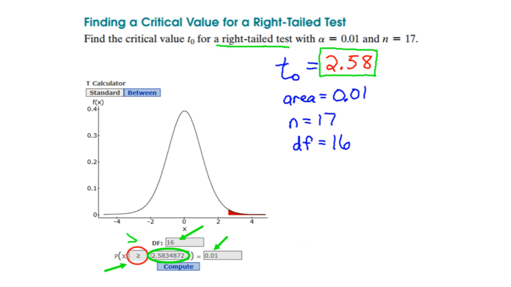All right, so this one's the same idea. It's just that we want a right tail. Since we want a right tail, we are going to have a greater than or equal to sign inside calculator T. Our area of 1% is going to go on the right-hand side. Our degrees of freedom is 16 because our sample size was 17. And then the computer's going to do that work for me and tell me that my critical value is 2.58.